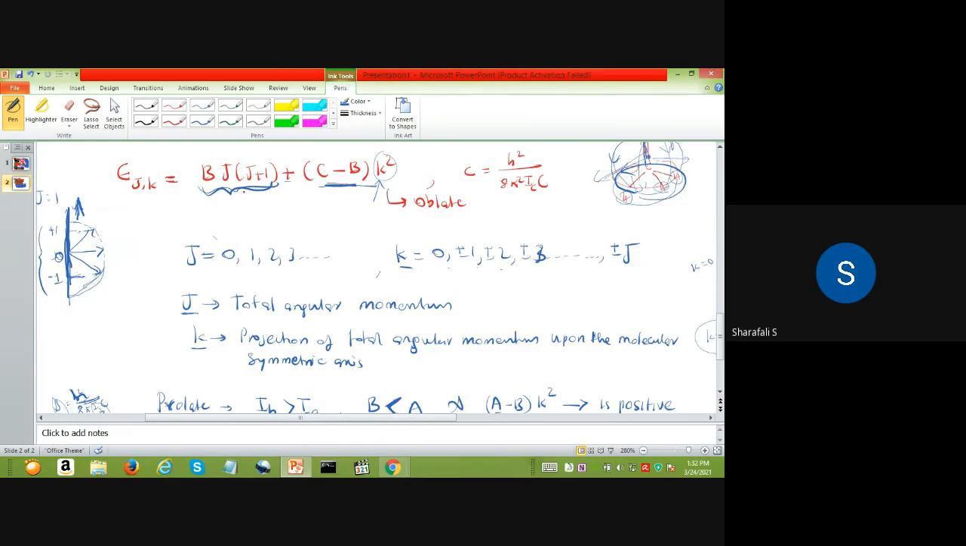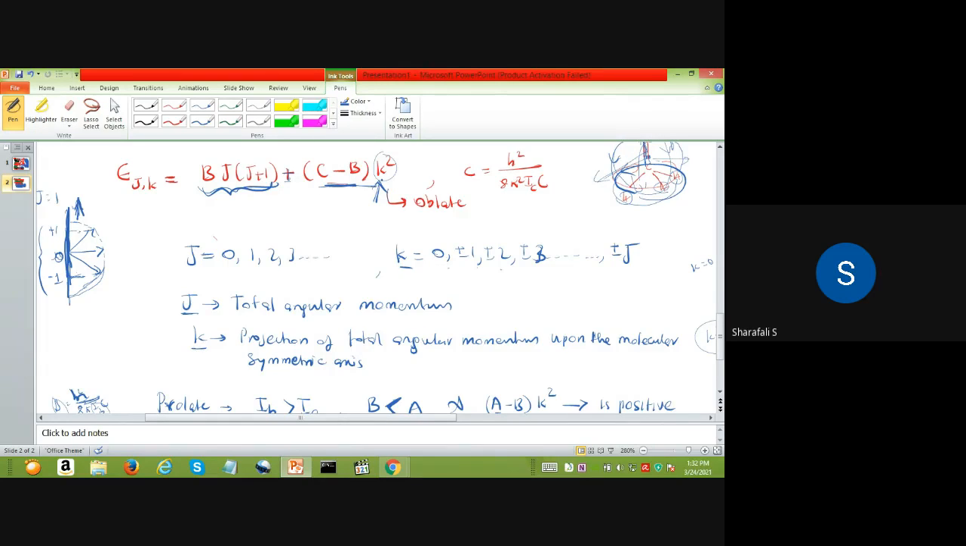That is nothing but the energy level corresponding to the rotational case of a linear molecule. But when you have a K value here, then that may give a plus or minus contribution depending on C minus B, whether it is positive or negative. Depending on that, it will be decreasing or increasing.